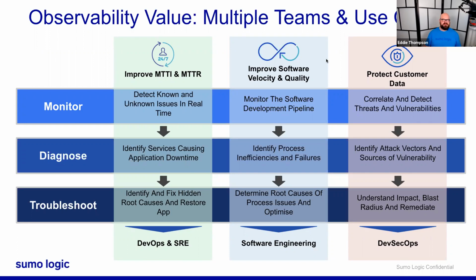The other thing, observability-wise, is protecting customer data. So the security side of things, your DevSecOps groups, are looking for threats and vulnerabilities, identifying attack vectors, understanding the blast radius of particular decisions, and looking to remediate things.